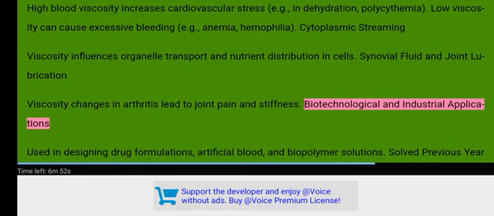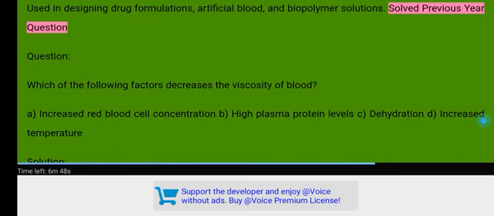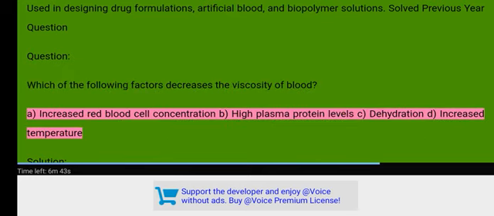Biotechnological and industrial applications. Used in designing drug formulations, artificial blood, and biopolymer solutions. Solved previous year question. Which of the following factors decreases the viscosity of blood? A. Increased red blood cell concentration. B. High plasma protein level. C. Dehydration. D. Increased temperature.